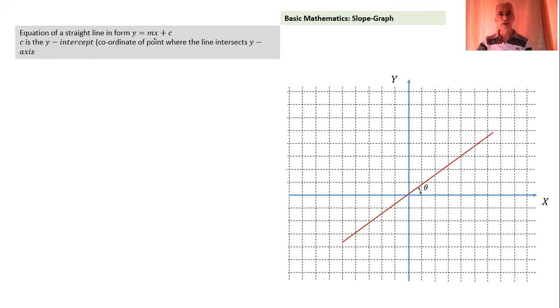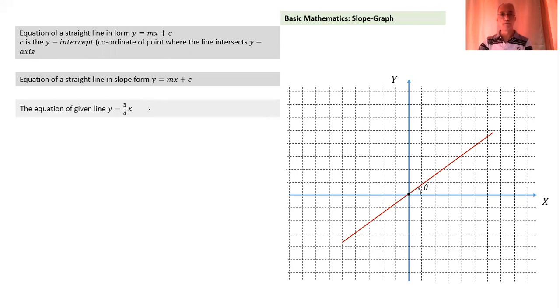Let's understand what this means here. The y-intercept: the line will intersect the y-axis at some point. c is the y coordinate where it intersects the y-axis. Okay, so that's the definition. Let's practice this one. Let's get used to this idea of finding the equation of a straight line, y is equal to mx plus c. This equation is the slope form.